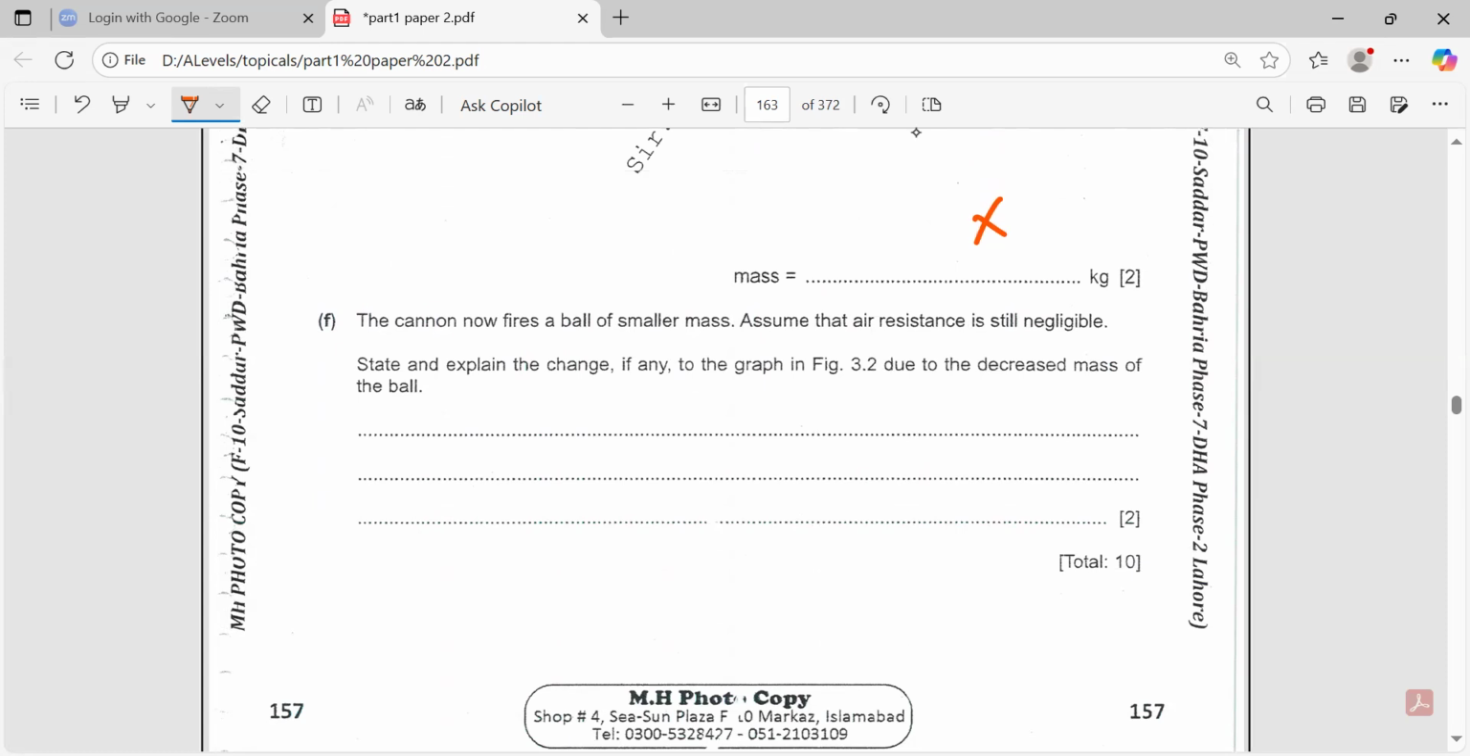So when a ball of a smaller mass is being fired out, assume that air resistance is still negligible. State and explain the change, if any, to the graph in figure 3.2 due to the decreased mass of the ball. तो आपने बताना है कि क्या कोई फर्क पड़ेगा इसमें या नहीं पड़ेगा. तो आप देखिए कि एयर रेजिस्टेंस जब भी निग्लेजिबल है, सो यू आर गोइंग टू से दैट acceleration is going to be unchanged. ठीक है, acceleration is constant. So first of all you are going to write acceleration is constant.